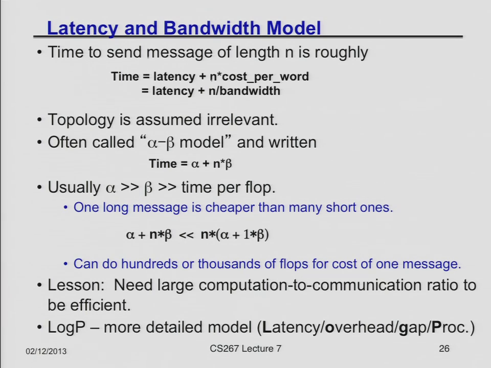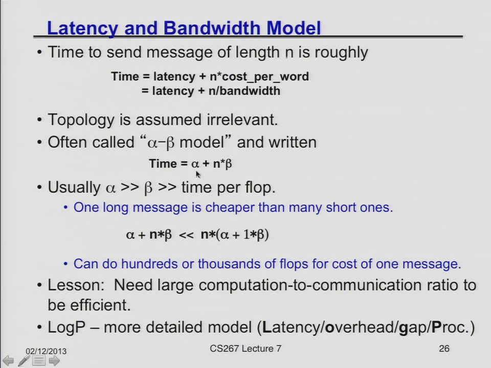And so what I'm going to say is that the time to send a message of n words from one processor to another is going to be the sum of two terms. The first one is the latency. That's the time for the beginning of the message to arrive. And then n times the cost per word, which is the n divided by the bandwidth. That's the time for the rest of the packet to arrive in the network. So I'm going to assume they're all packed together, moving as fast as possible. And I'm going to ignore the topology.